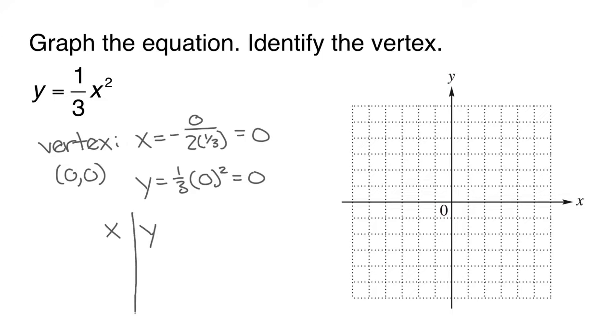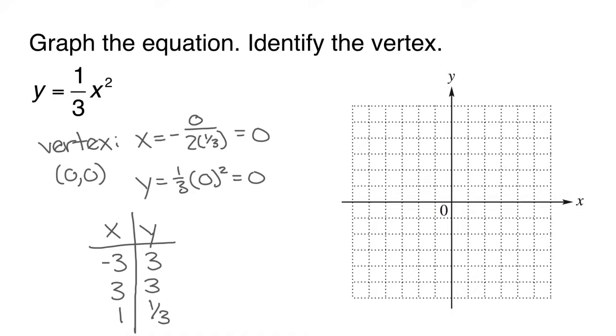We'll create a table of values. When x is equal to negative 3, y is equal to 1/3 times negative 3 squared, and so y is equal to 3. When x is equal to 3, y is also equal to 3. And when x is equal to 1, y is equal to 1/3. Now we have a few points. We can use these points to graph the equation.